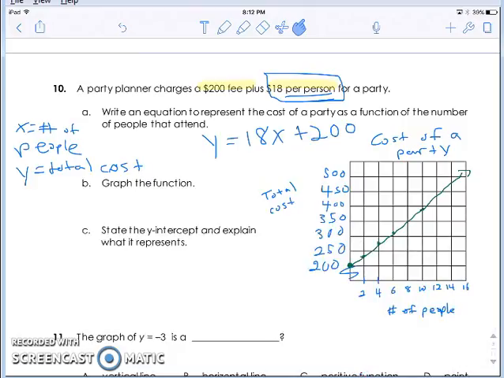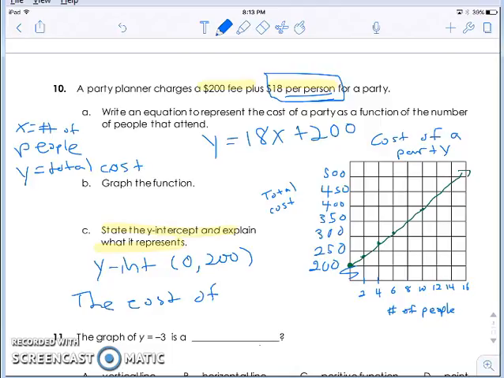So there's our graph. Now we need to state the y-intercept and explain what it represents. This is something that was commonly missed on the test. So you want to make sure that you understand what it is. The y-intercept is the point (0, 200), and it represents the cost of the party if 0 people show up. The cost of the party if 0 people are invited.